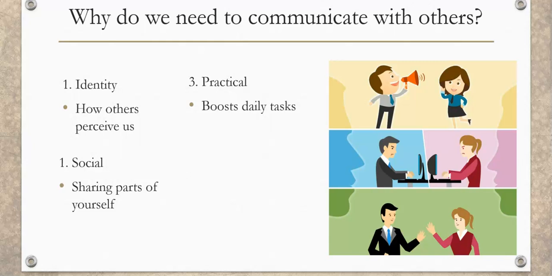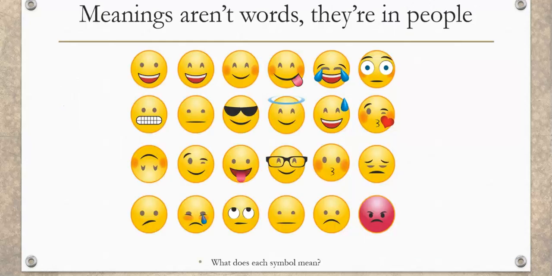Now, communication is also symbolic. This means words, gestures, and signs don't have meaning on their own. We, as people, assign meaning to them. Think about a peace sign, or even the word dog. The word isn't the actual animal. It's a symbol that we all agree represents it. This is why misunderstandings happen, because meanings are in people, not in the words themselves.